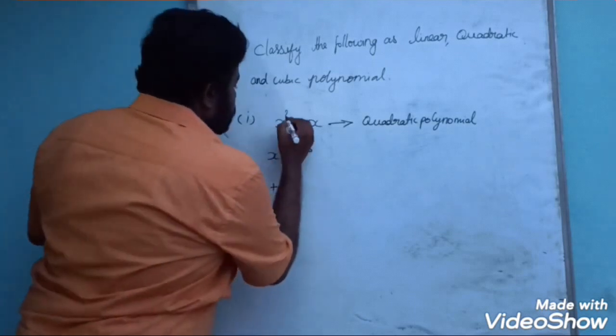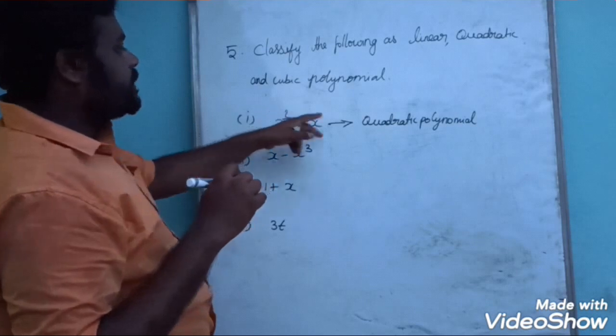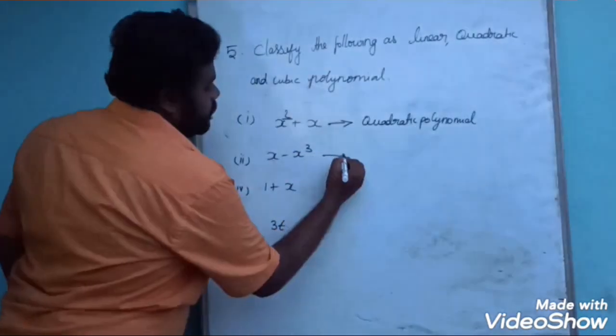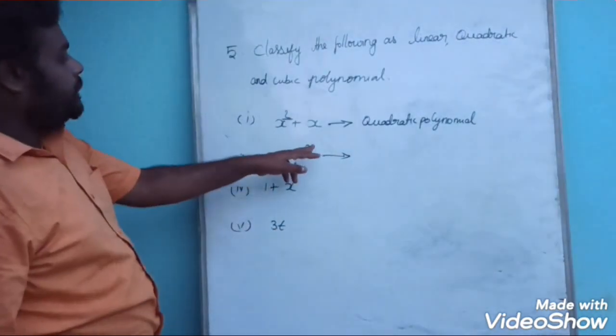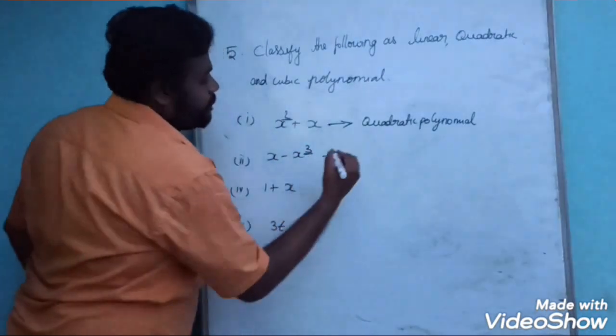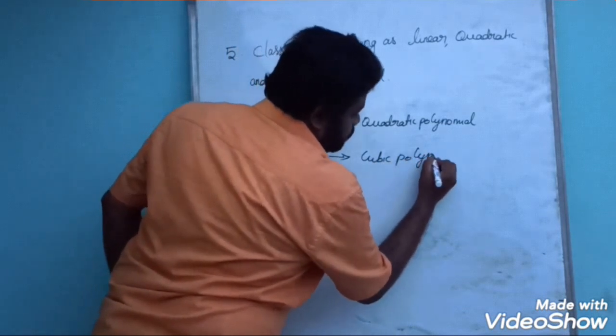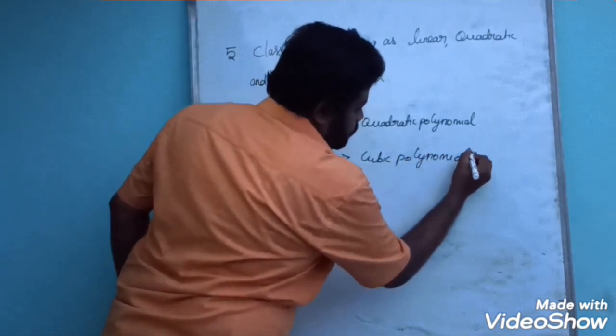No need to write so many sentences for this. Directly you observe here. You underline the degree. So degree 2, we say it is a quadratic polynomial. Here the powers are 1 and 3. So 3 is higher, and 3 means cube. So 3 is the highest power, we say it is a cubic polynomial.